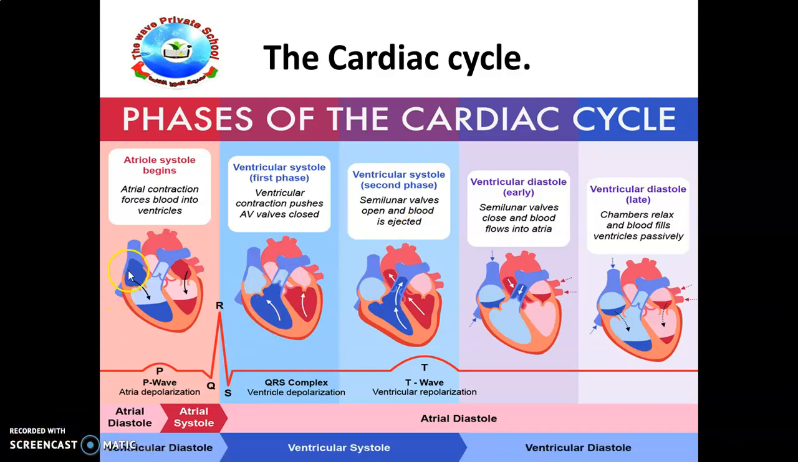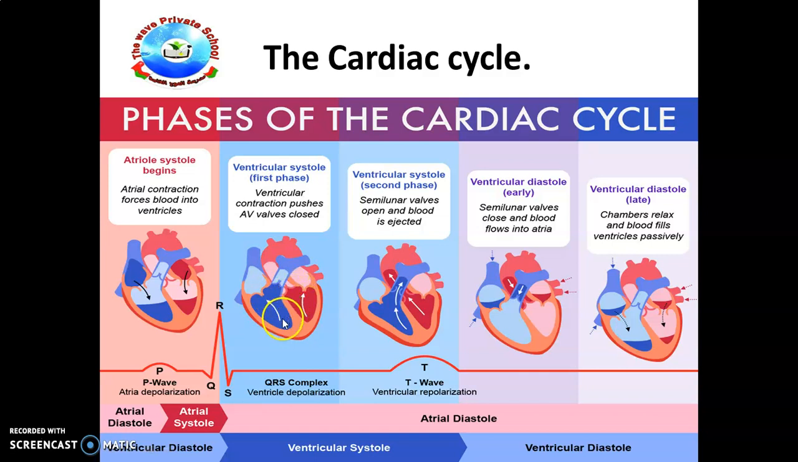So here you can see atrial systole begins. Atrial contraction forces blood into the ventricles. Here in the picture you can see it is clearly showing that the blood is coming into the ventricles from the atria. Okay, and then in ventricular systole, this is the first phase, ventricular contraction pushes AV valves closed.